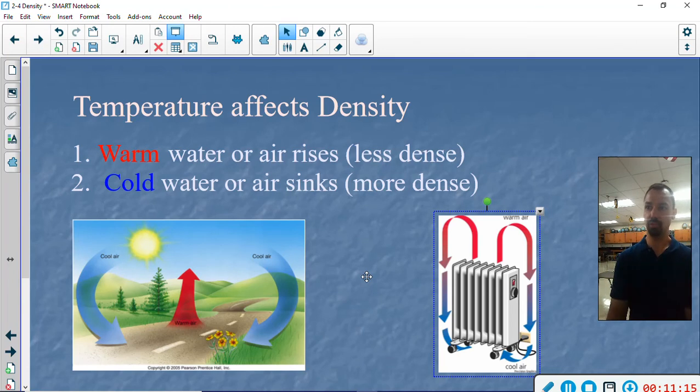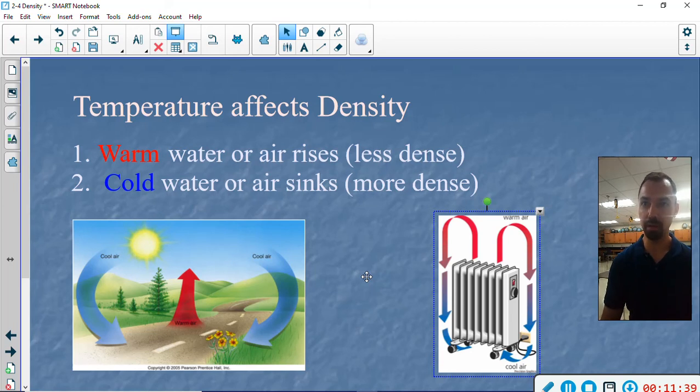Okay, temperature does affect density. We can actually change the density of an object by heating it up or cooling it down. Warm water or warm air rises because it is less dense. That's why the warmest part of your house is the upstairs or the attic, because the warm air will always rise to that point.